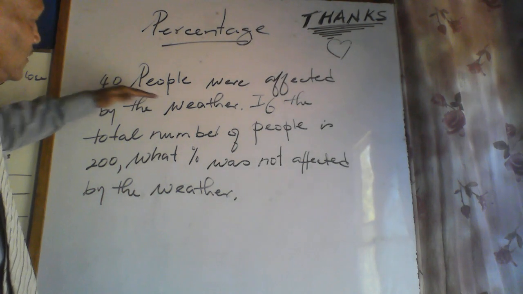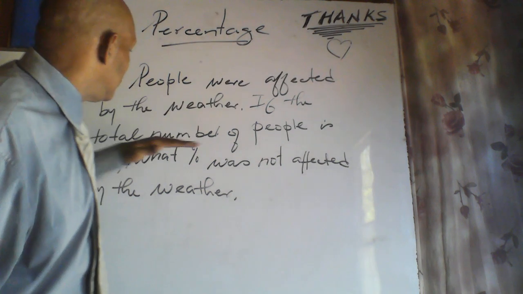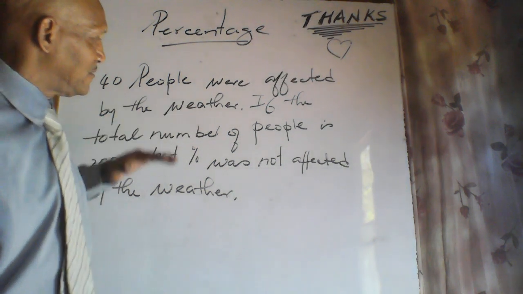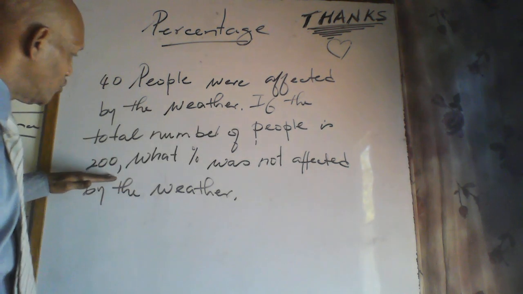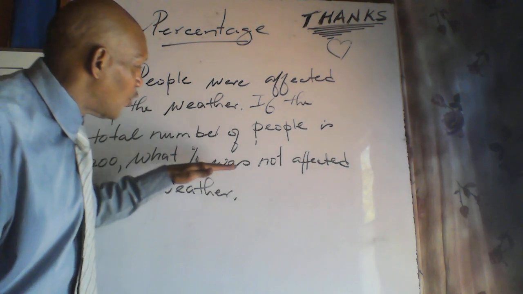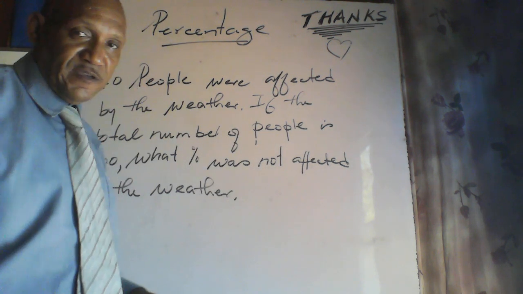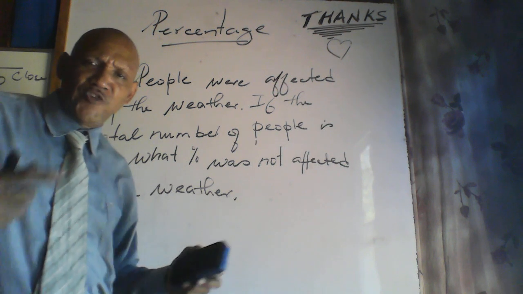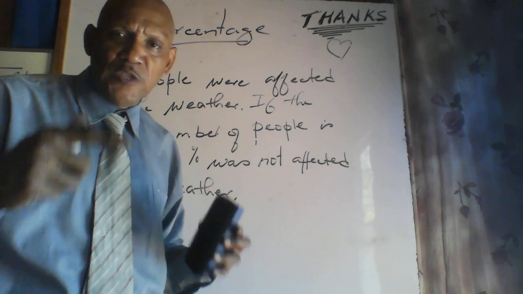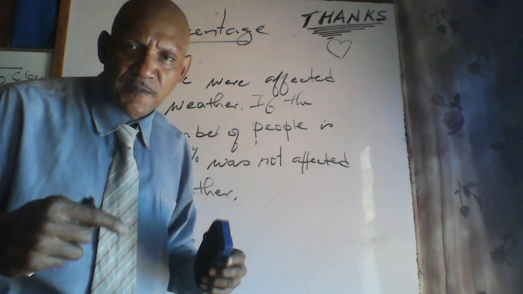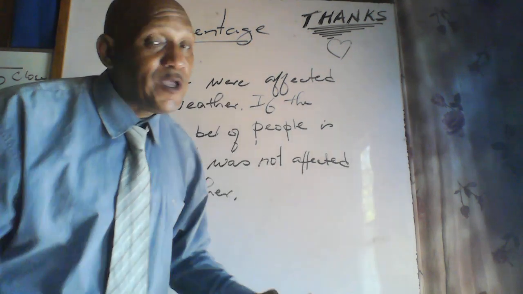40 people were affected by the weather. If the total number of people is 200, what percent was not affected by the weather? This is the tricky way they will come at you in a percentage problem. But we know if we follow the formula, apply the rules, set it up, we are going to get it right.